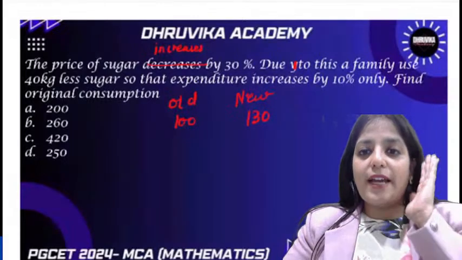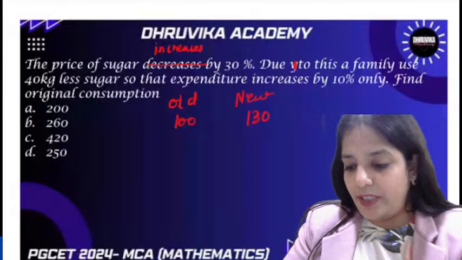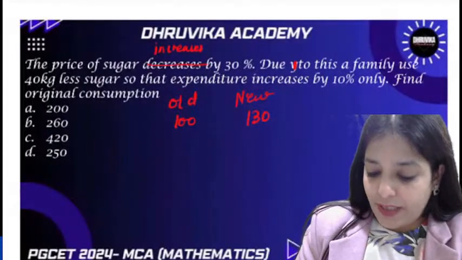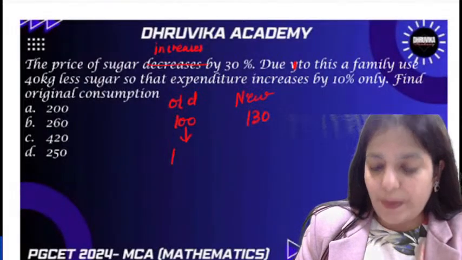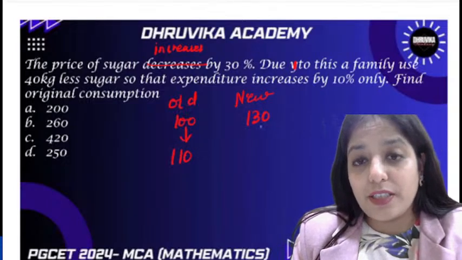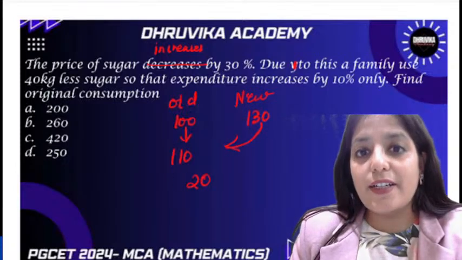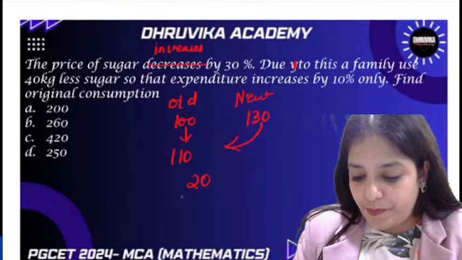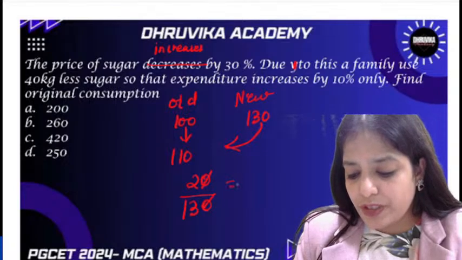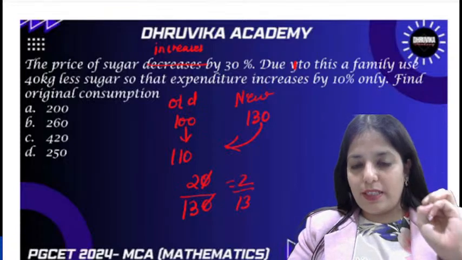So we have assumed that our expenditure has increased by 30% and reached 130, but they are saying no, we want the expenditure to increase only by 10%. That is, we want the expenditure to be at 110, but we have assumed it to be 130. So what we will do, we will reduce it by 20. We will reduce it by 20 upon 130. Okay, so 2 upon 13 is the fraction indicating the percentage fall in the consumption.